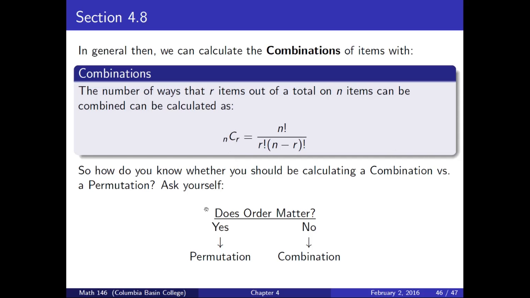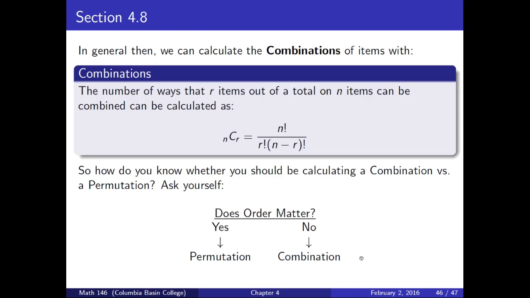So how do you know whether you should be calculating combination or permutation? I always ask myself, does order matter, basically? If the order matters and rearrangements are unique, then it's a permutation. If the order doesn't matter and you want to treat all the rearrangements as one combination, that's where you're looking at combinations.